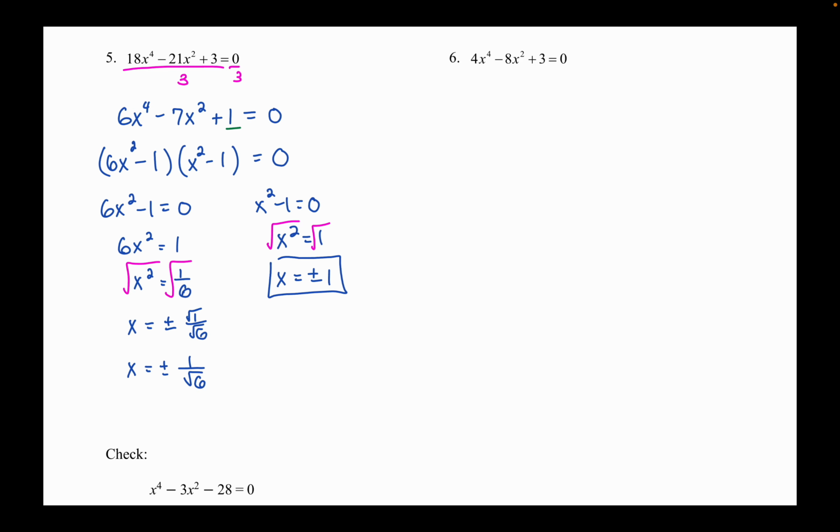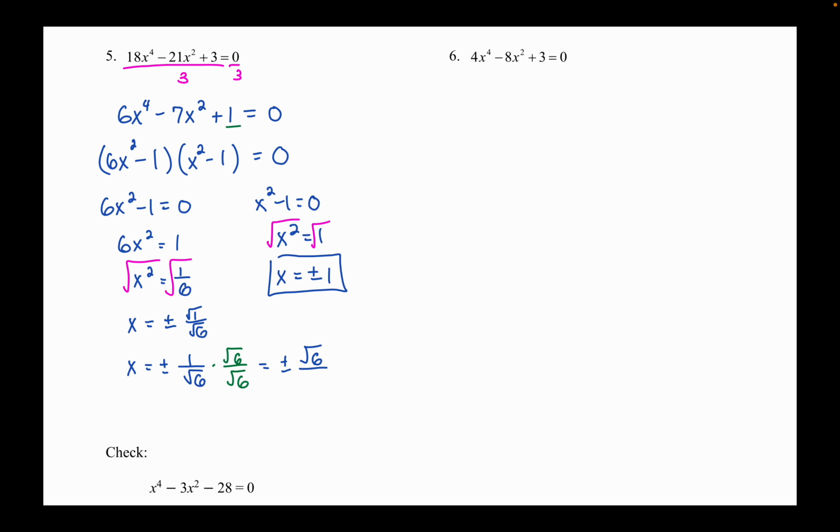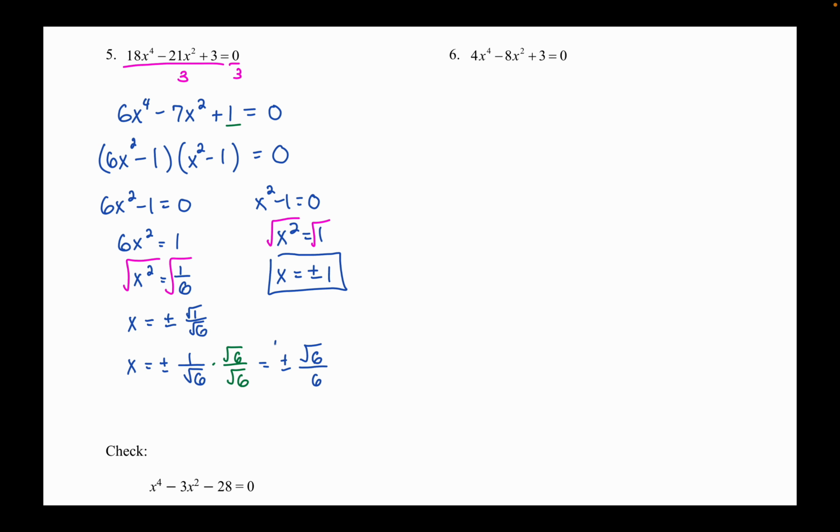We cannot leave that square root on the bottom, however, so we need to multiply the top and the bottom by square root of 6. I'll get plus or minus square root of 6, and the square root of 6 times the square root of 6 is just going to end up being 6. All right, so we need to check. Our original equation was degree 4. The highest exponent was 4. And here I do have 4 solutions, so I have found all of them. I have plus 1, minus 1, plus square root of 6 over 6, and minus square root of 6 over 6.